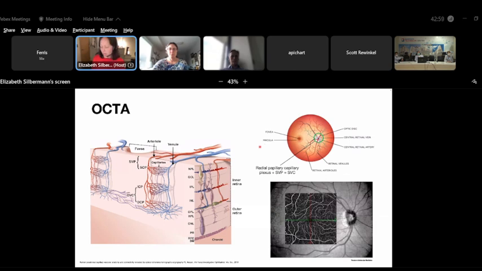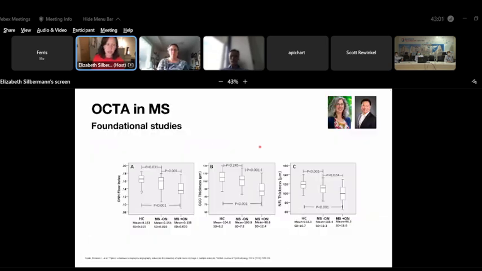Some of the foundational studies using OCTA in MS were done at OHSU. This is a research study that was published back in 2018 by Dr. Rebecca Spain, one of our MS neurologists and one of my mentors, as well as David Huang. Dr. Huang is at the Casey Eye Institute and works in the Cool Lab, and he was one of the original co-inventors of OCT technology, and has really brought that technology to OHSU and is also one of my mentors.